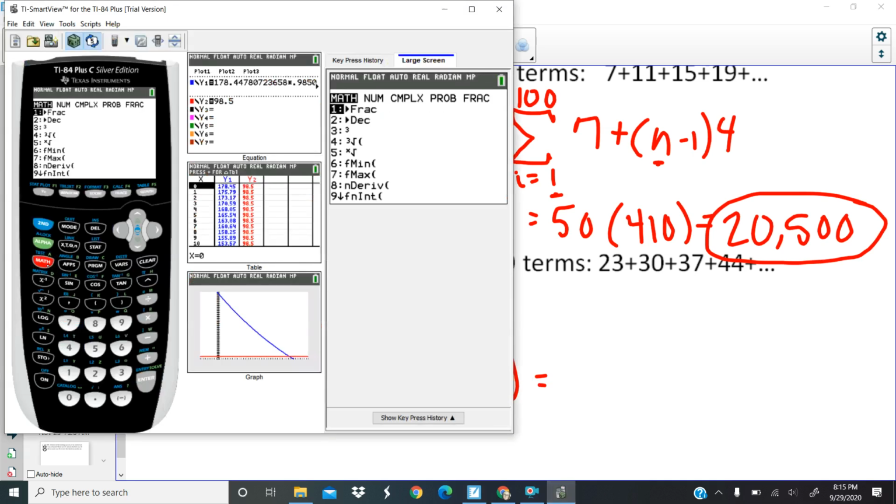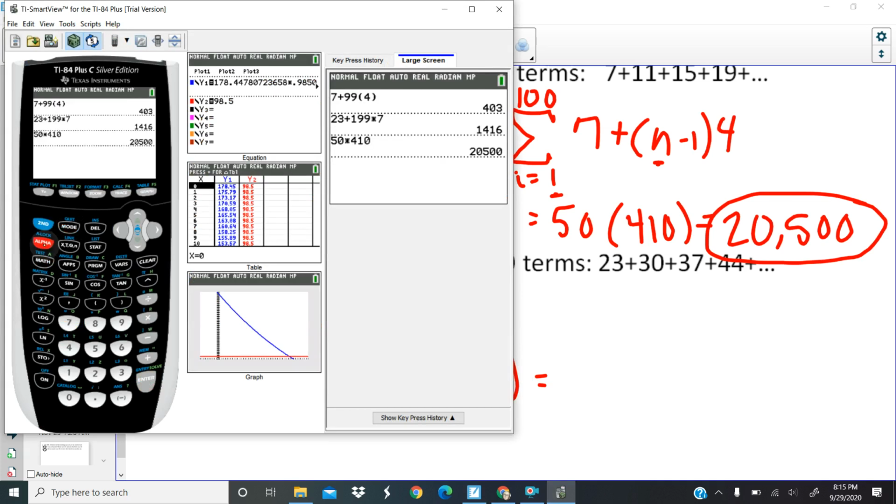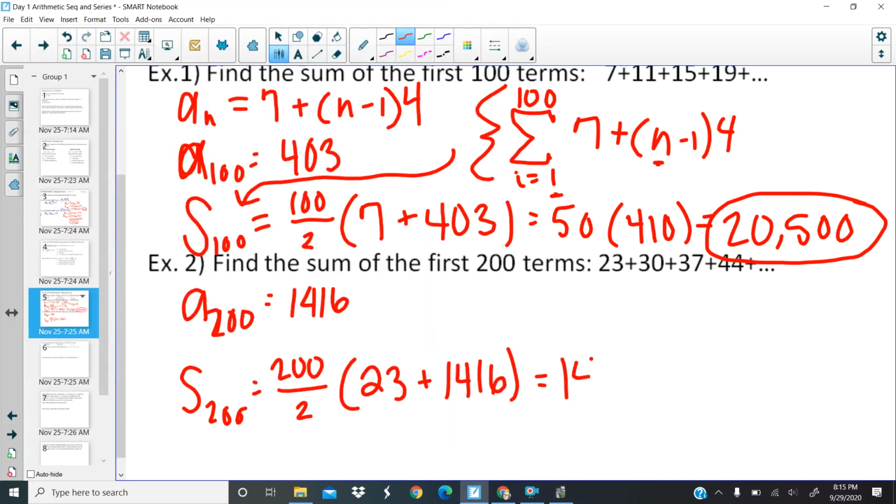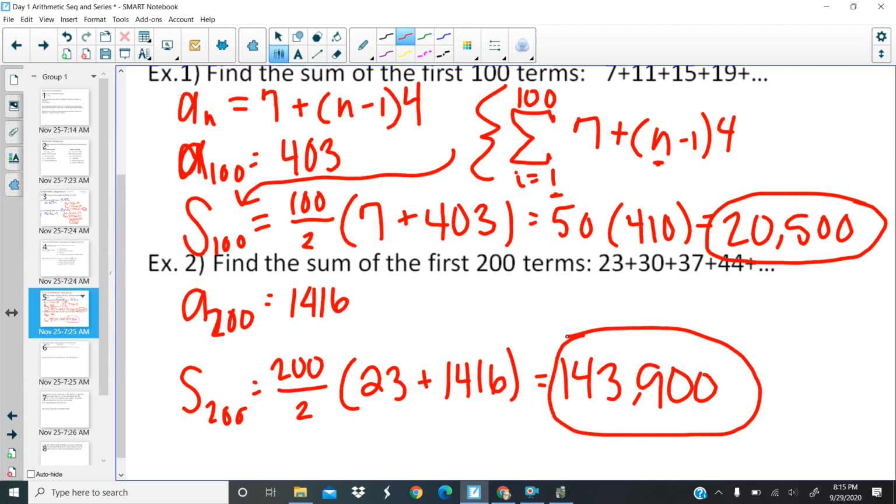So we had 200 divided by 2 times the first term, which was 23, plus the last term, which was 1416. And then that gives you 143,900. And that's going to be the sum of the first 200 terms.